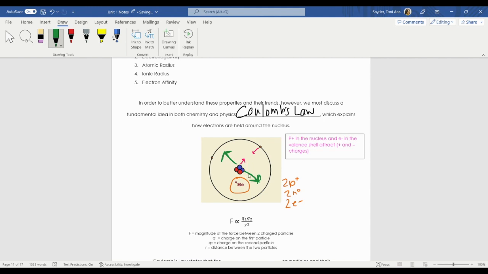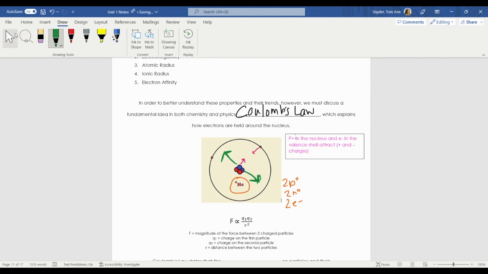That's why I made these green lines bold right here, because even though my proton and electron attract each other, that attraction is not as strong as the force of repulsion between these two protons, and that's because the protons are very close to one another.